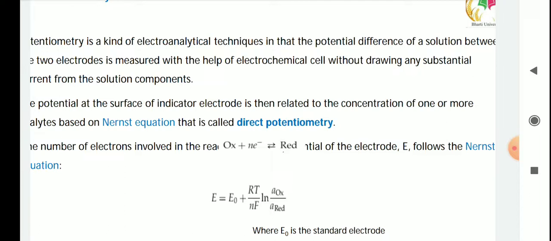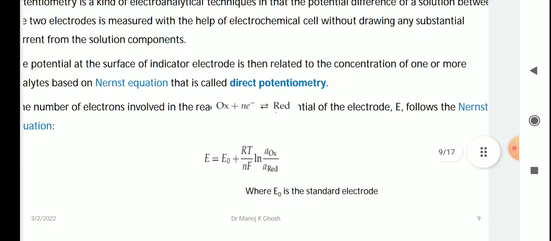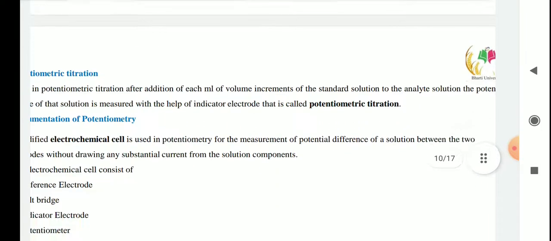Thus, the number of electrons involved in this reaction, oxidation plus n electrons, is denoted by the symbol n. An electron is denoted by the symbol e negative. A reversible reaction occurs and the product is the reduced form. The potential of the electrode is the EMF through the Nernst equation. This is the Nernst equation: E is equal to E0 minus RT by nF log activity of oxidation by activity of reduction, where E0 is the standard electrode potential.